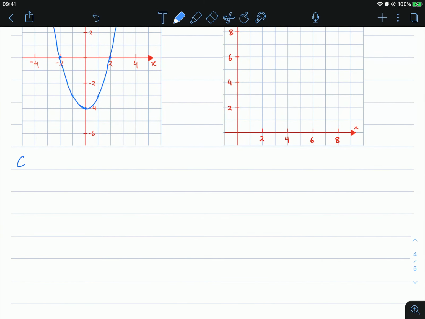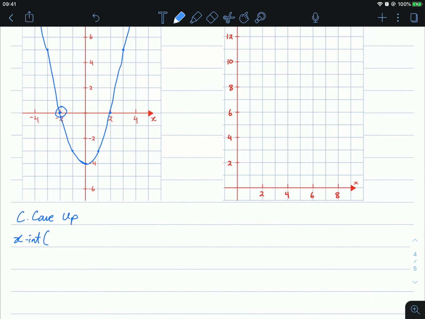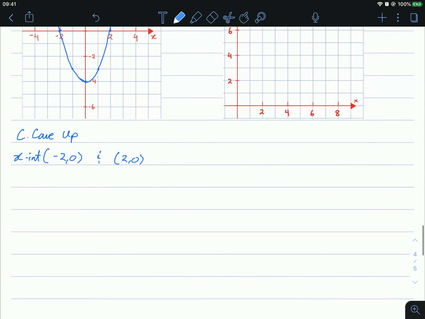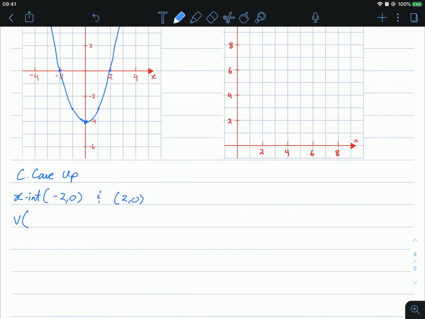So this would be concave up. Its x-intercept, here's where it gets different now. It goes through the x-axis at this point here. That's (-2, 0) and (2, 0). So it's going through at those 2 points. And its vertex, v, its lowest point, or its turning point, is at that point there. The coordinates of this point are (0, 4). Sorry, (0, -4).